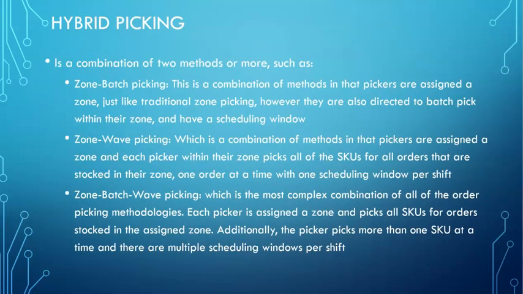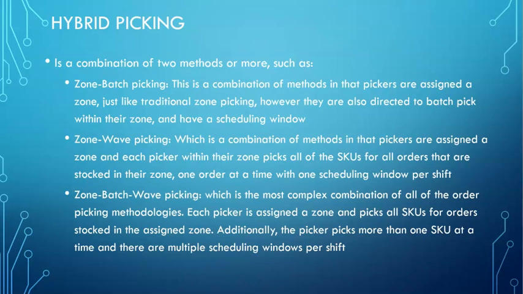Hybrid picking is a combination of two methods or more, such as zone batch picking. This is a combination of the methods in that pickers are assigned a zone, just like traditional zone picking. However, they are also directed to batch pick within their zone and have a scheduling window.